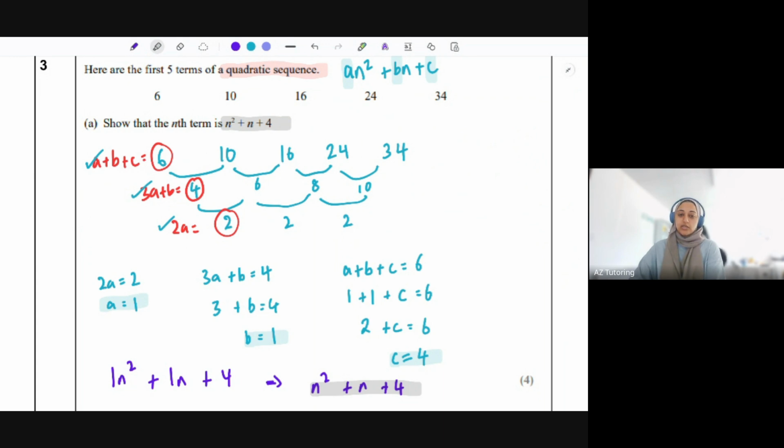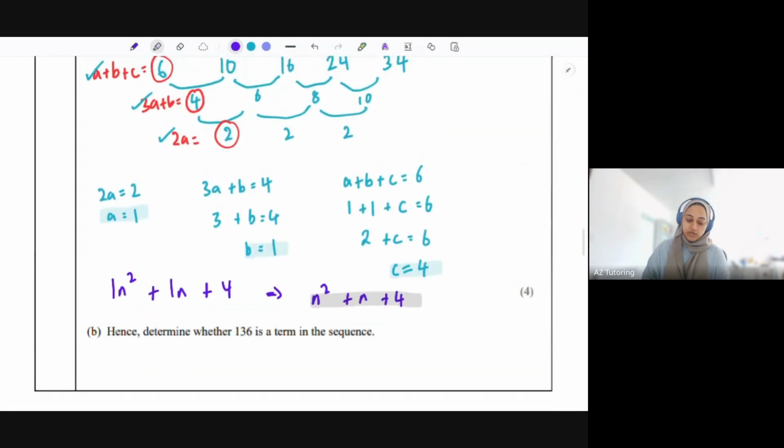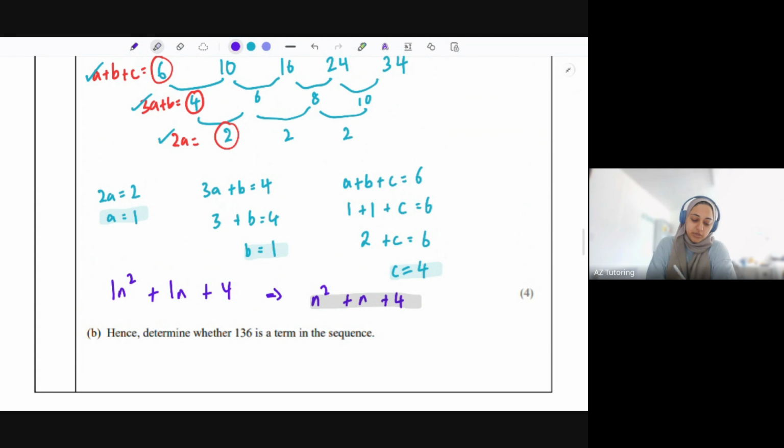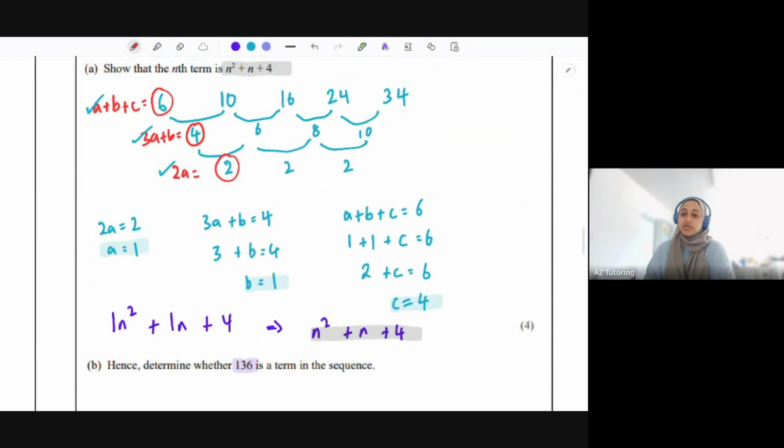So that's quadratic sequences. Moving on. Oh, okay. So there's one little question here. I don't really have space to do it, but I'm just going to talk about it. So it says here, hence determine whether 136 is a term in the sequence. What you do for this one is, n always has to be an integer.